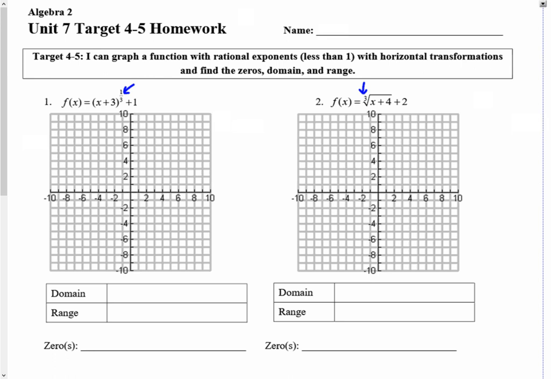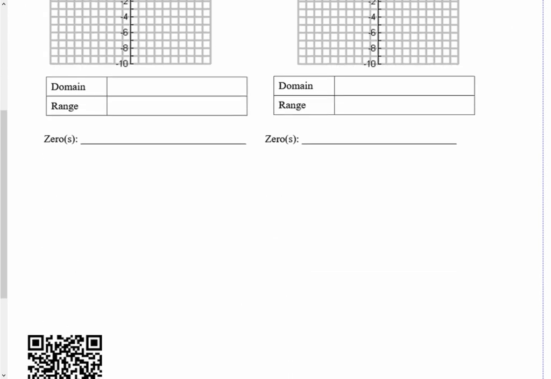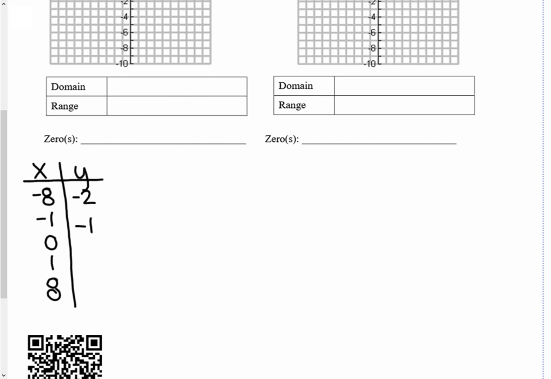When we graph cube root functions, we're always going to start with the table of our parent function, and then we're going to apply our transformations. So remember, our parent function, we have the x values -8, -1, 0, 1, and 8. We use these values because they are all perfect cubes. So when I take the cube root of them, I'm going to have all whole numbers and not have to worry about any decimals or having to plug it into my calculator.